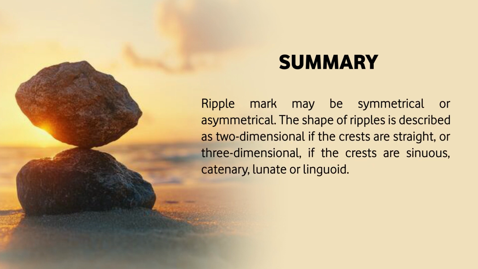Ripple marks may be symmetrical or asymmetrical. The shape of ripple is described as two-dimensional if the crests are straight, or three-dimensional if the crests are sinuous, catenary, lunate, or linguoid.